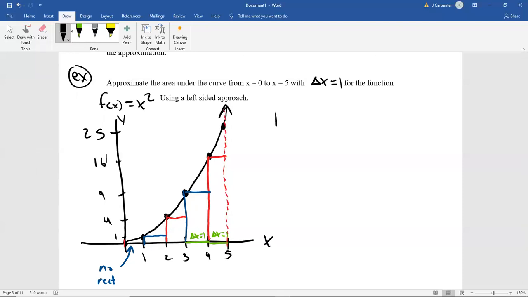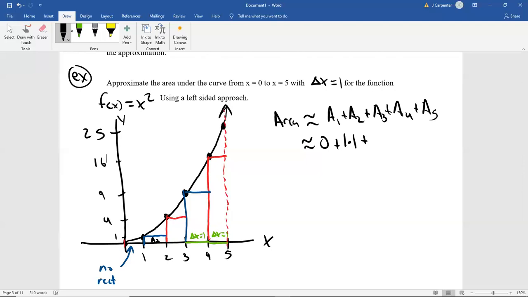So the total area should be approximately the sum of all these little areas, A1 plus A2 plus A3 plus A4 plus A5. The area of the first one, there's no rectangle, so it's 0, plus the area of the second one, this would be A2, that has a width of 1. All of them have widths of 1, so 1 times the height. The height of this rectangle is 1. Again, it's all widths times heights.